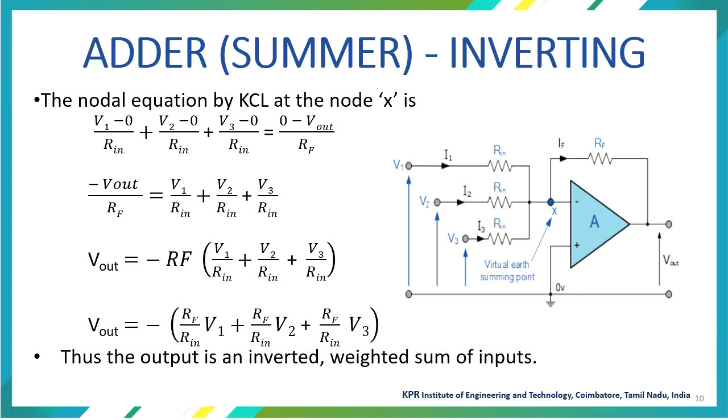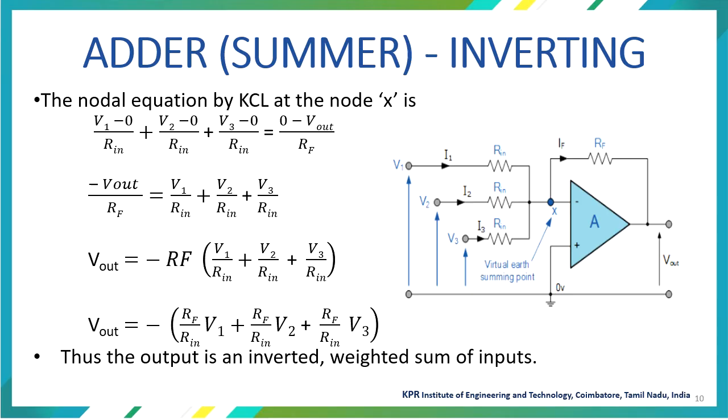So here we need to find what is Vout with respect to the inputs given in the circuit. We are going to do the nodal analysis with the help of Kirchhoff's current law at node X, which is given as (V1 minus 0) divided by Rin plus (V2 minus 0) divided by Rin plus (V3 minus 0) divided by Rin, which will be equal to (0 minus Vout) by Rf. Here we need to find Vout.